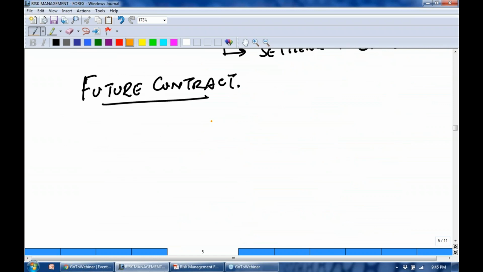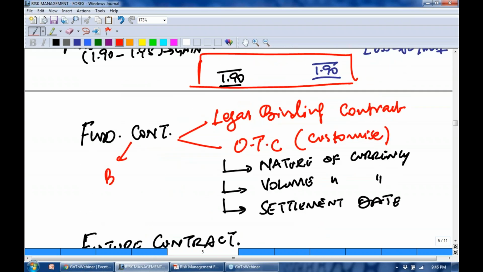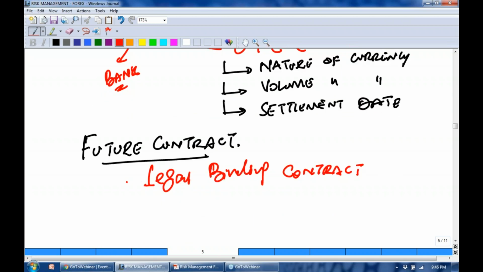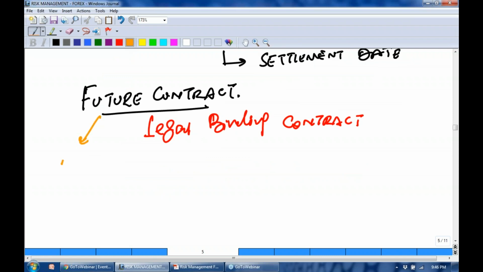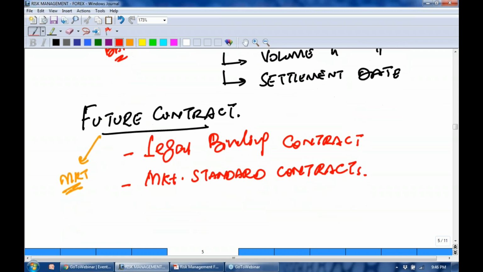Same like this. Number one, future contract is also a legal binding contract. This forward contract is made with the bank, but future contract is made with the market. It's a legal binding contract and it's a marketable standard contract. It's not on demand, not according to actual customer requirement.